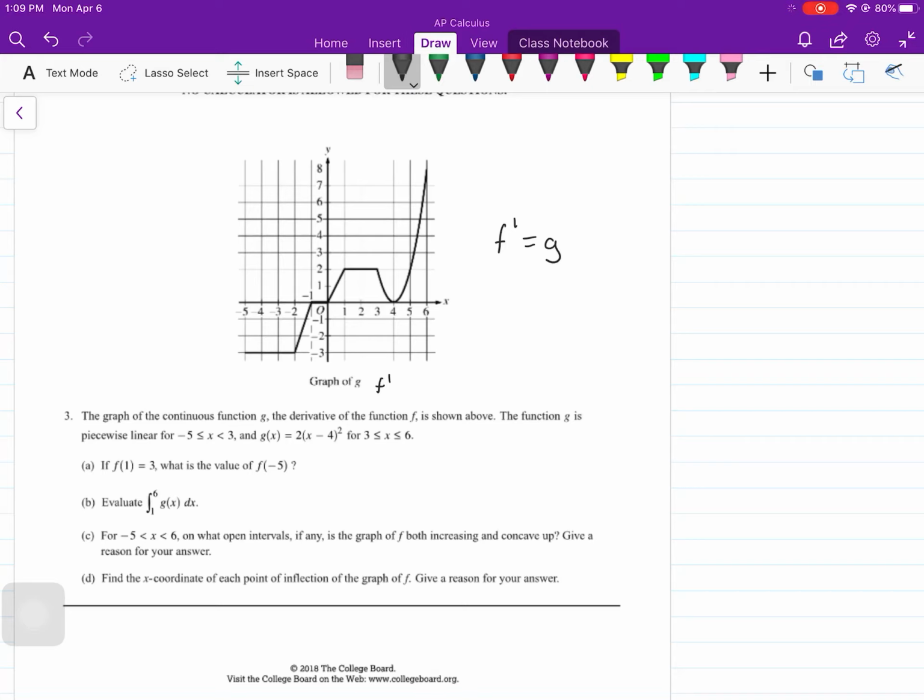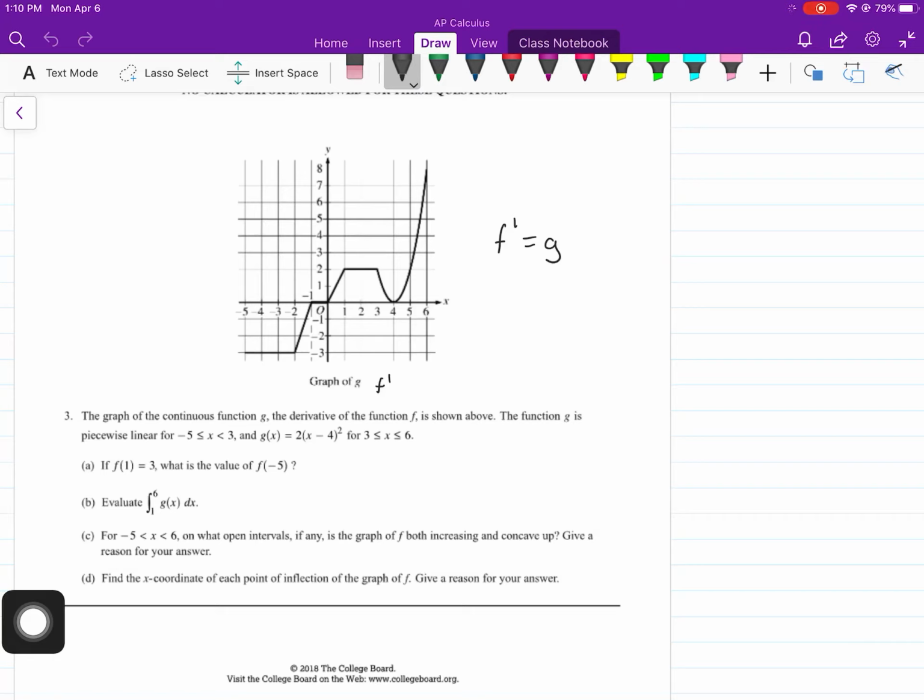And the function g is piecewise linear from -5 to 3. So it's broken into pieces, and it's all lines, all the way from -5 here to 3. And then g of x is 2 times (x minus 4) squared. That's just a parabola shifted to the right 4, from 3 to 6. So from there on, it's a parabola. So let's look at the first question.